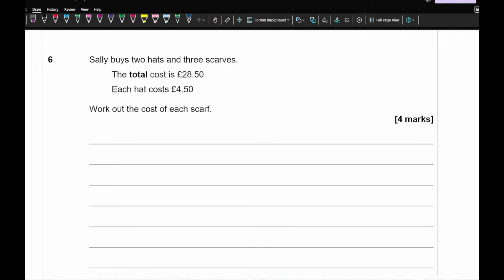Moving on to question 6, it says Sally buys 2 hats and 3 scarves. The total cost is £28.50. Each hat costs £4.50. Work out the cost of each scarf. So if we're buying 2 hats, that's going to be 2 times £4.50, and that comes up to a total of £9.